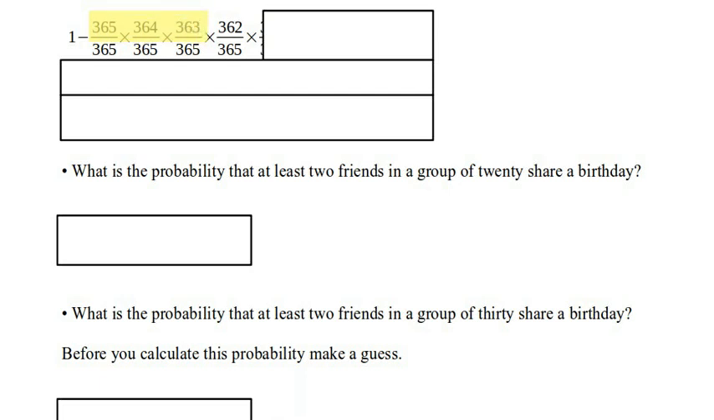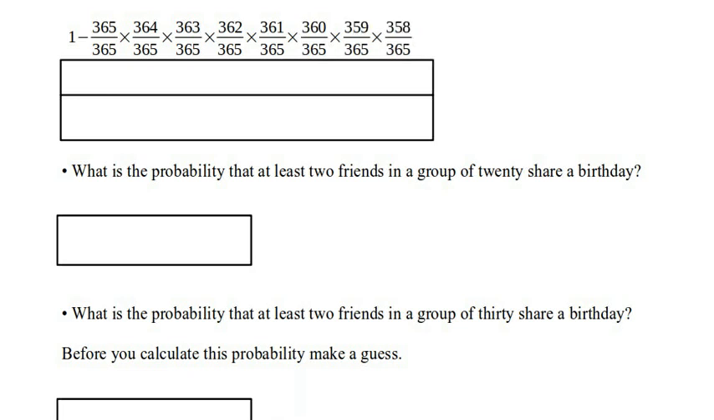And then 363, 364. But all of these are out of 365. There's 365 days in the year, 365 birthdays to be chosen among. Let's see, we're at the first, second, third, fourth, we're at the 5th. We're now down to 361 out of 365. Here's the 6th, the 7th, and the 8th.